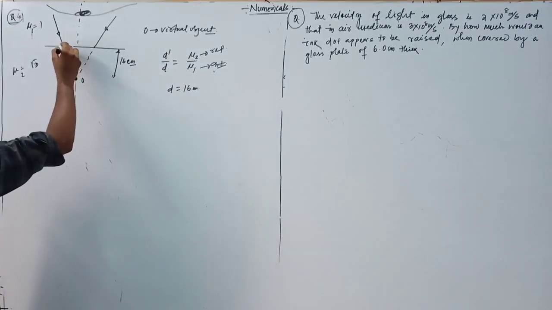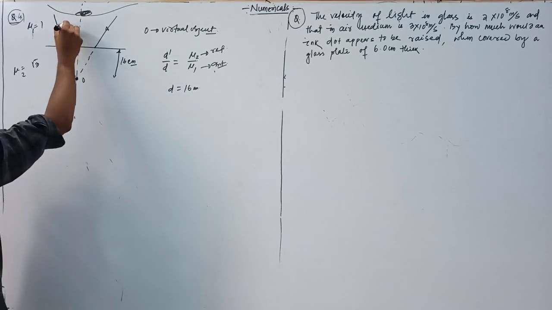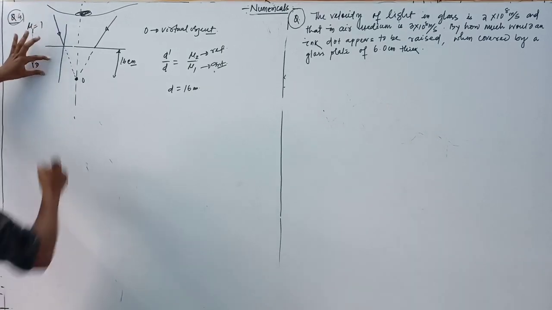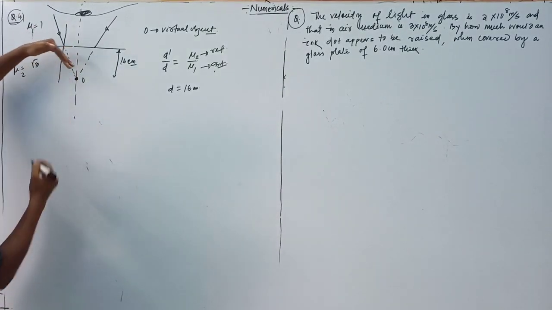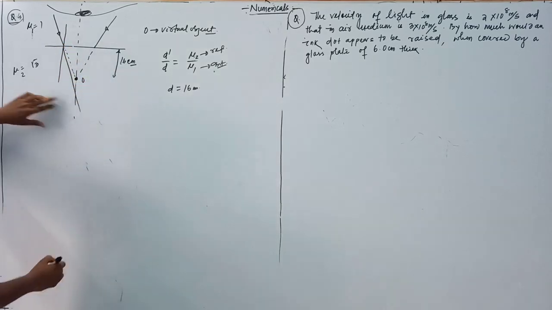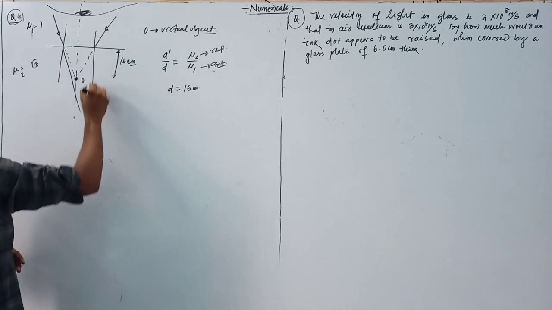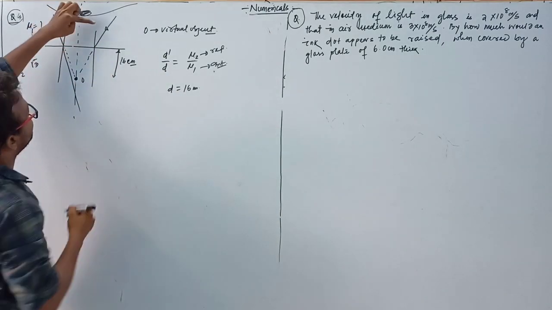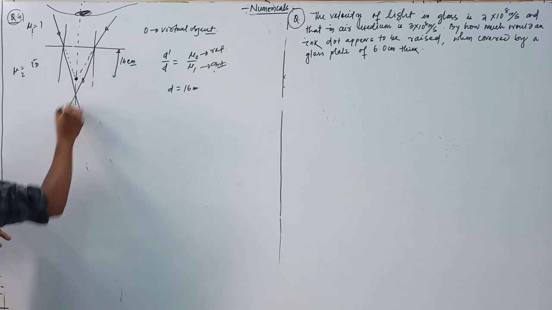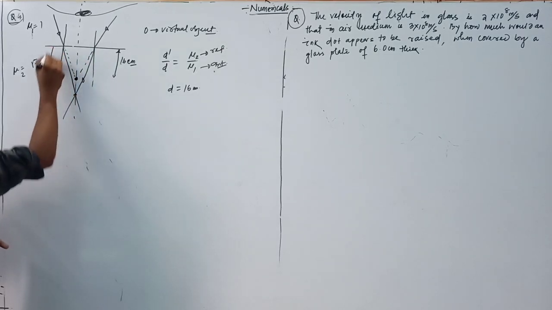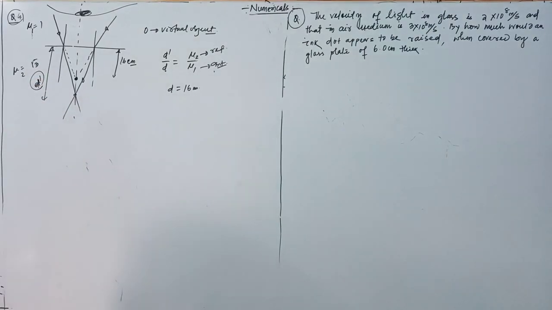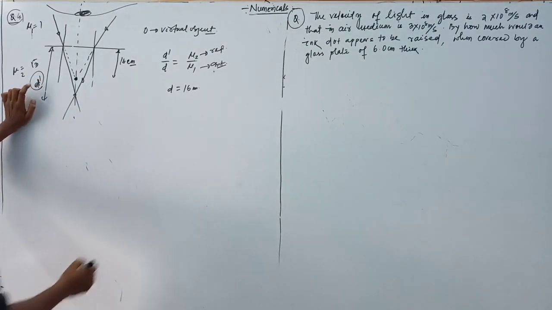Clear? When this is incident at this point, we have to draw a normal here, and when the ray travels from rarer to denser medium, it bends towards the normal. That means it travels in this direction and meets this point. Similarly, if we draw a normal here, then this is the actual ray, and light traveling from rarer to denser bends towards the normal, and then this ray meets this point. And this distance is known as the apparent depth. Clear?